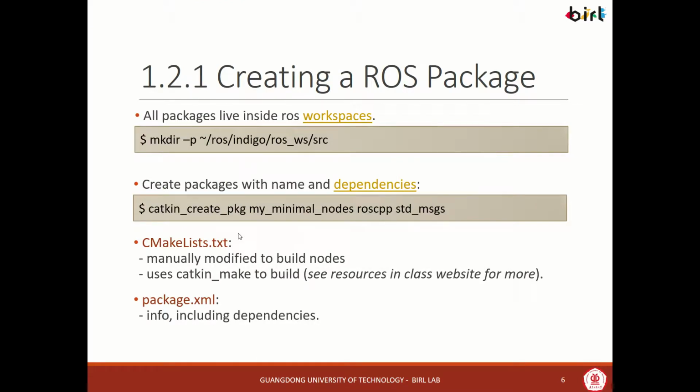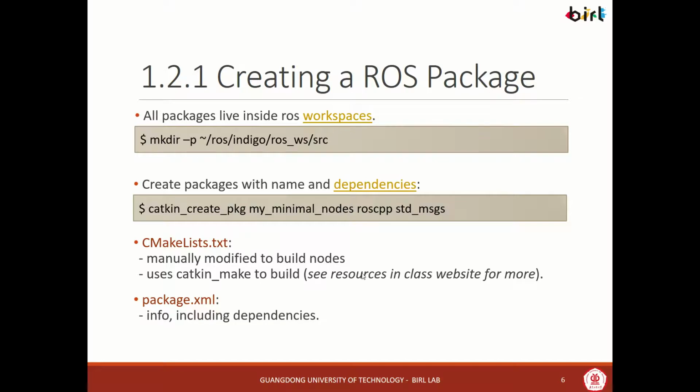For every package, we have two files that are critical to distinguish that package from the others. The first one is CMakeLists.txt. This file is used to manually modify which nodes we want to build. So if you create a new node, we need to go into this file and say, hey, I have a new node, and we need to compile it and link it this way. This file will use catkin/CMake to build, compile, and link all the code that we have.